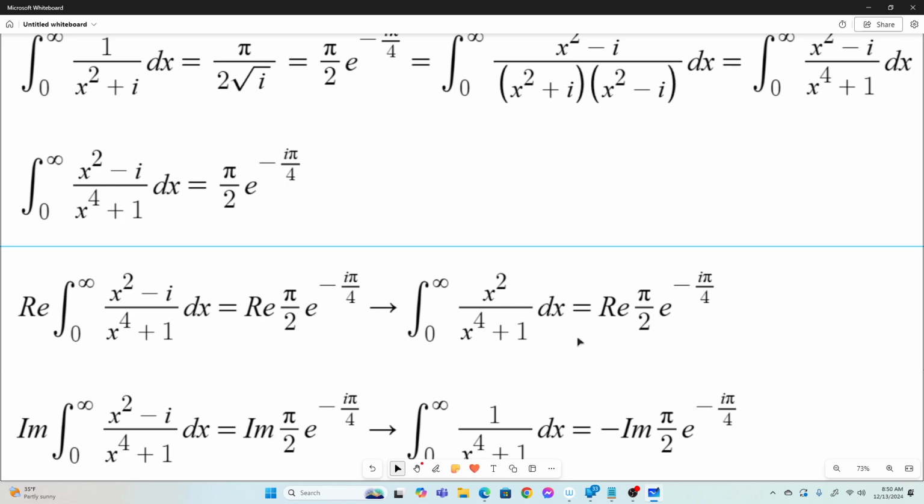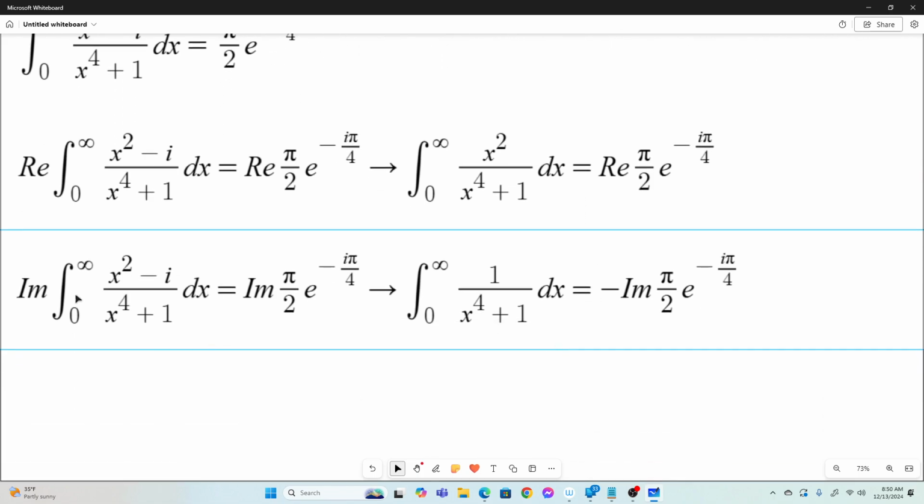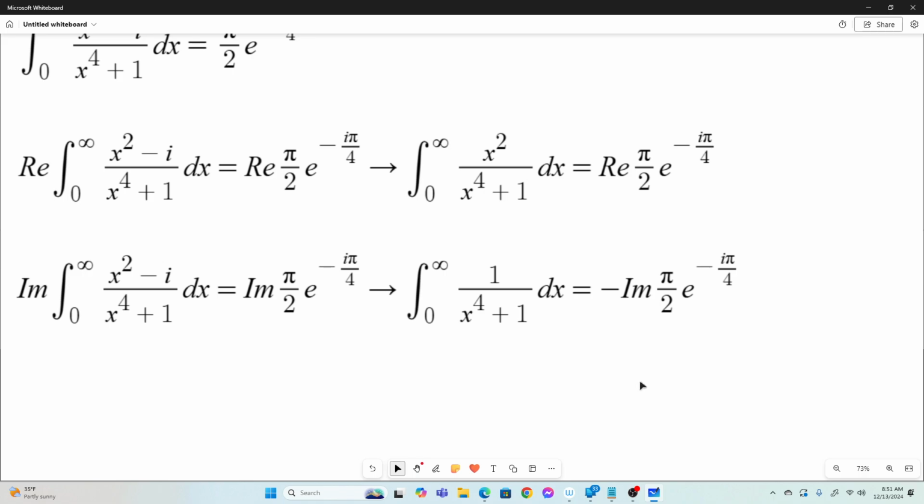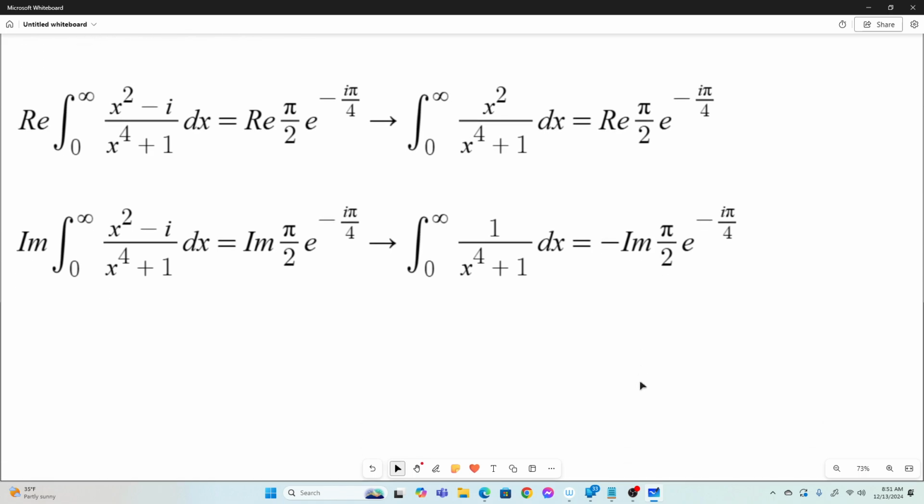Also, we can match up the imaginary components. So the imaginary part of this is equal to the imaginary part of this. Well, the imaginary part of this is just, oh, I made a mistake there. There should be a negative sign here. Okay, yeah, that's my mistake. There should be a negative here because the imaginary part is going to be negative the integral 0 to infinity of 1 over x to the fourth plus 1. So I'm sure someone will leave a comment pointing out that mistake. So I just figured I'd go ahead and say that I already saw it.